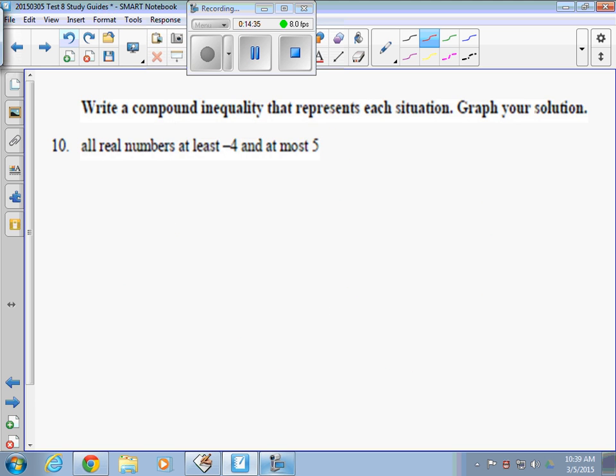Number 10, you're writing a compound inequality. This one, since you're talking about just one variable, we're actually going to do it on a number line. It doesn't really specify that in the directions, but instead of doing it on a 2-coordinate plane, we're going to do it on a number line. So it says we're writing a compound. Well, all real numbers at least -4. So x and -4. We have to determine what to put in there.